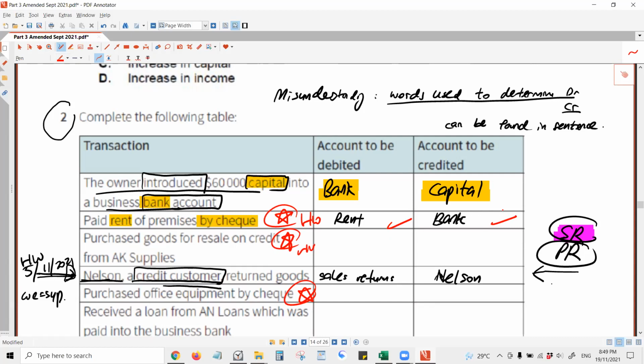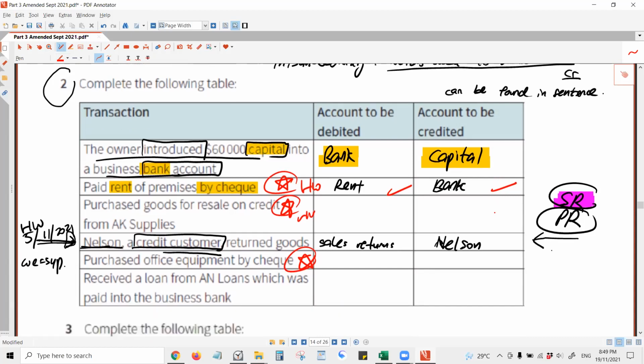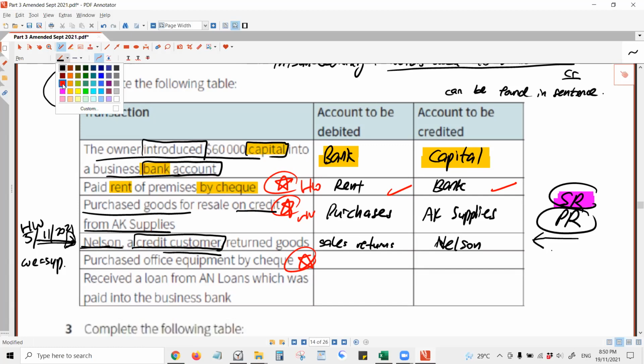Next, purchase goods for resale on credit from AK Supplies. So we buy goods on credit from AK Supplies. Have you made payment? Not yet, because it says on credit. So cannot credit cash, cannot credit bank, you credit AK Supplies, because you owe money to AK Supplies. Now, what should you debit? Don't tell me you should debit goods. There's no such account as goods. You should debit purchases. When you buy goods, you debit purchases. Only one answer.